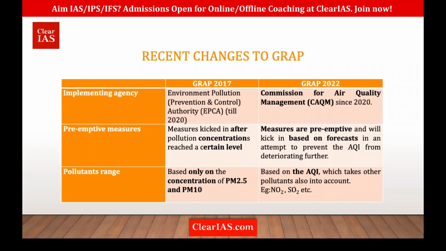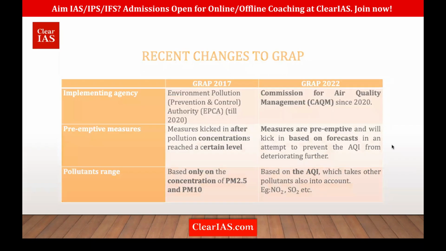Apart from PM 2.5 and PM 10. Okay, so these are the latest changes. Remember, it is the Commission for Air Quality Management which is the implementing agency. Then there is a focus on preemptive measures, that is, it is based on forecast. The graded response action plan would be launched, and the pollutants have been changed. Earlier it was only PM 2.5 and PM 10. Now it is based on the air quality index. Okay, so these are the changes which have happened recently to the graded response action plan.